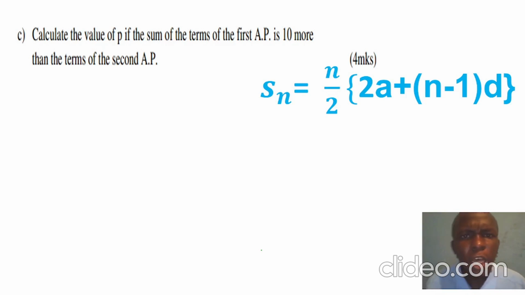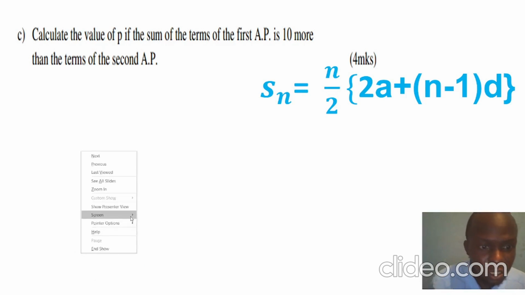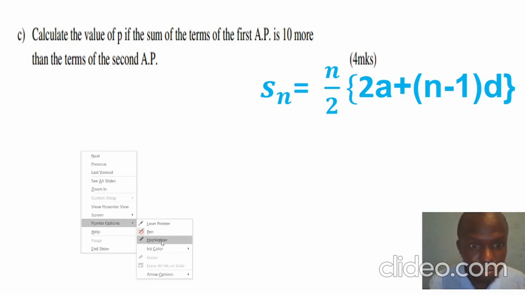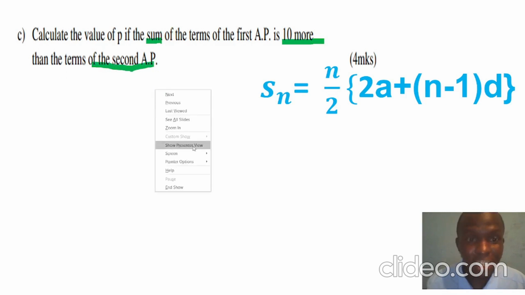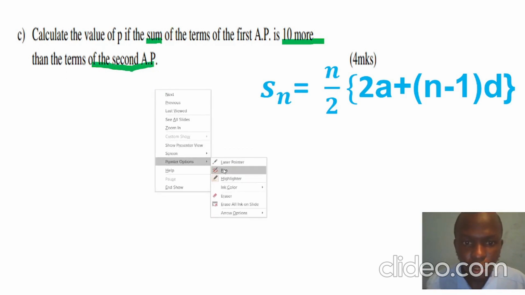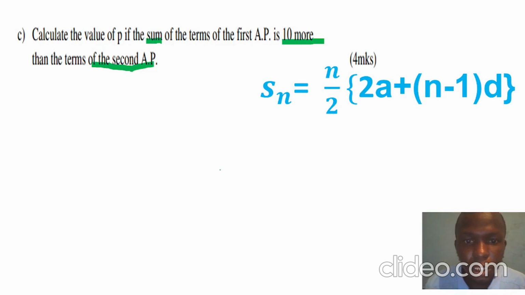Now, let us get to understand what you're supposed to calculate. The question is asking for the sum. For the sum, we have to know what sum means. And the first AP is 10 more than the second AP. What is sum? Sum is series. Sum is just the same as saying series. So the formula for getting arithmetic series will be very important, and therefore let us use it.